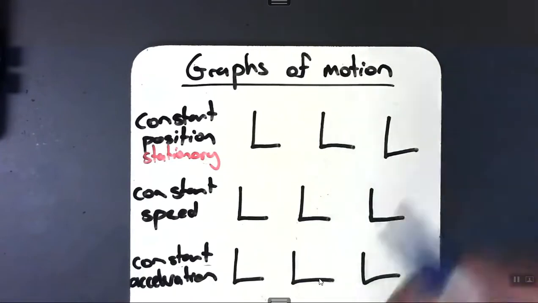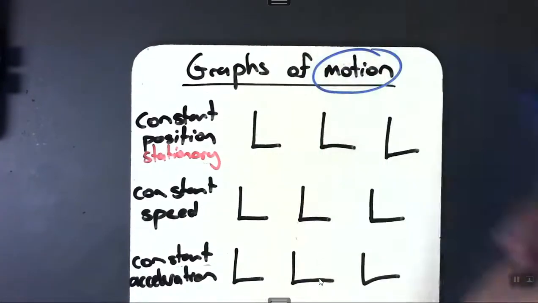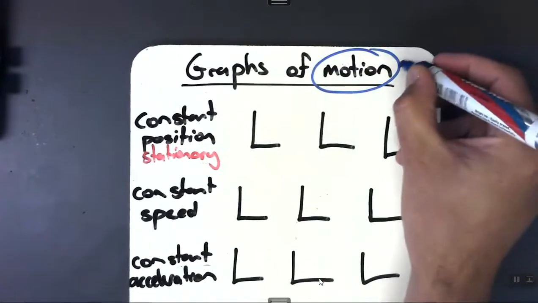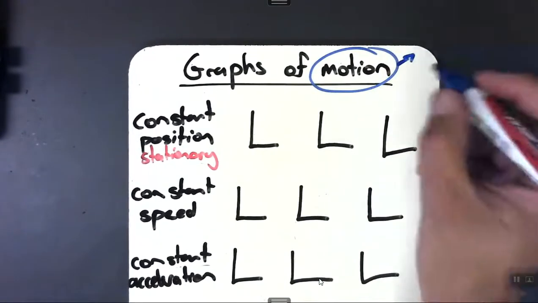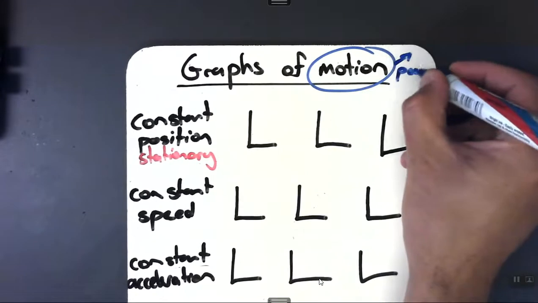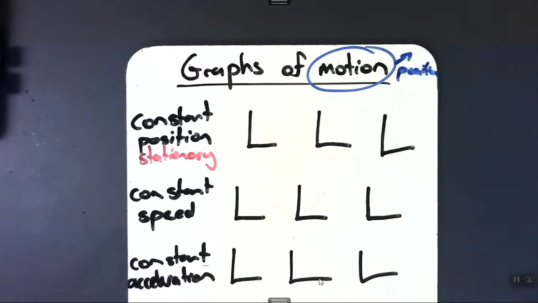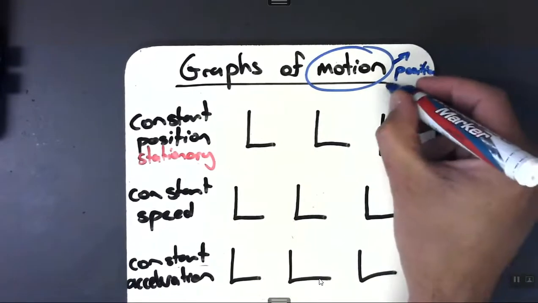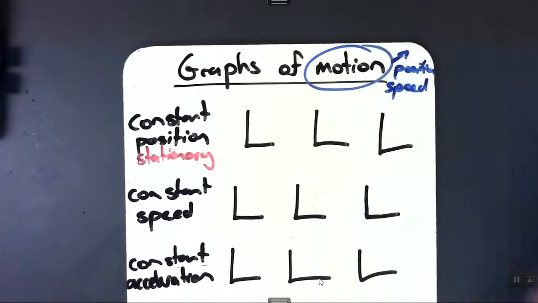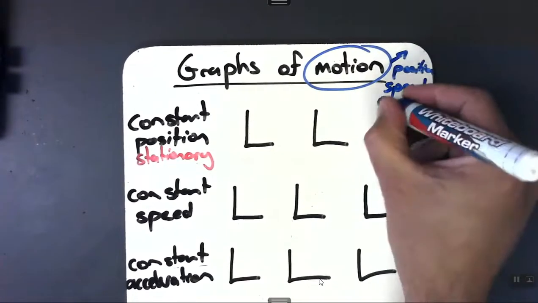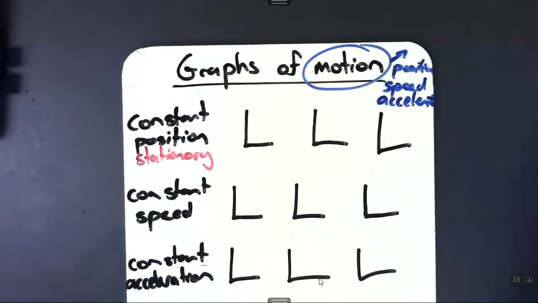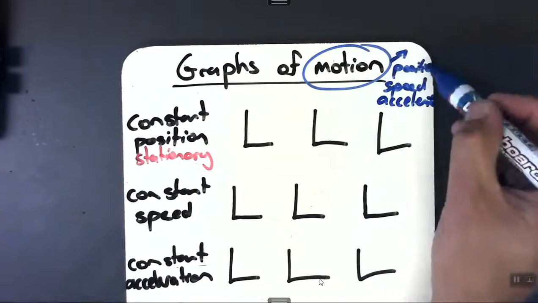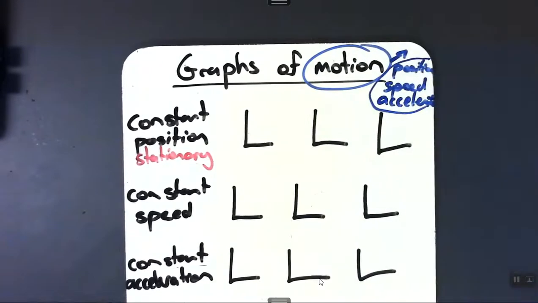Now, when I say the word motion, it affects three things. I cannot move across the room if I do not change my position. I cannot move if I don't change my speed. If I'm standing still and I have to move, then I also have to accelerate and decelerate. So the word motion consists of three parts.